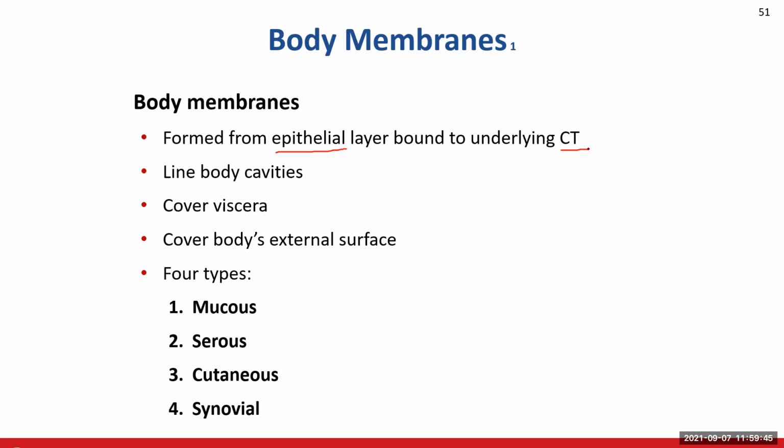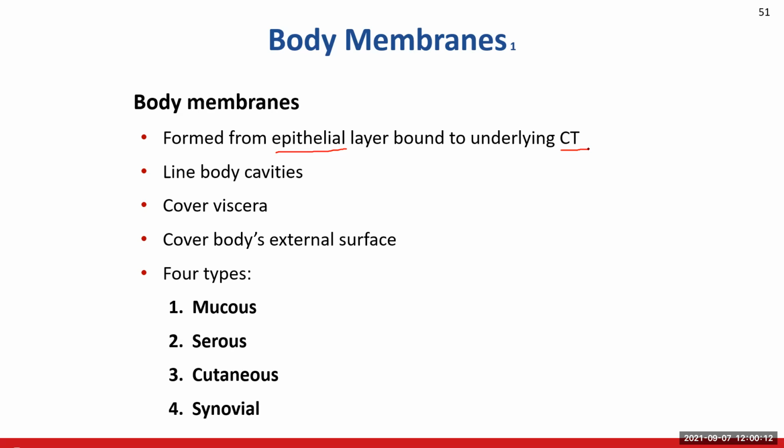Serous, we talked about in quite some detail. That's going to line the body cavities. We saw it with the parietal pleura, the visceral pleura. The pericardium, that's a serous membrane. The peritoneum in your abdomen, that's a serous membrane. Cutaneous, we're going to save that for chapter 6 because that's going to be the skin. And then finally, the synovial, that's going to be chapter 9 when we get to joints.